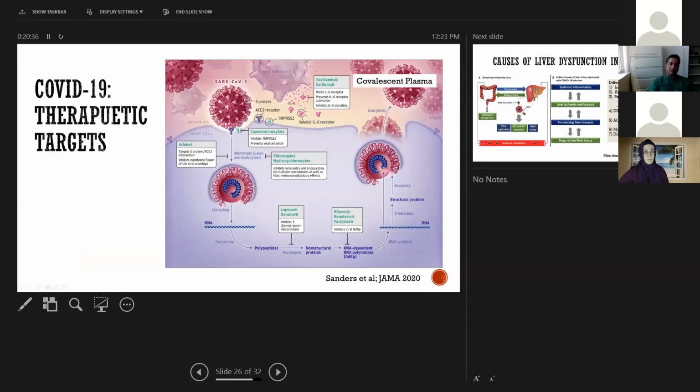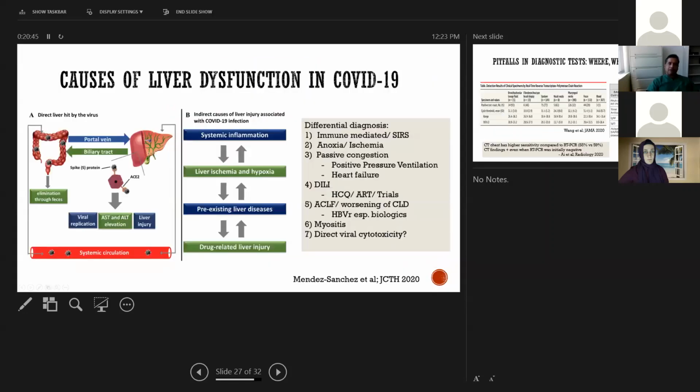Now, this is a list of all the medications and therapeutic targets, which I'm not going to go into, but it is presented for the syllabus. Now, when we look at the causes of liver dysfunction in a patient with COVID-19, it can be because of direct viral cytotoxicity, or indirectly because of SIRS or immune-mediated.